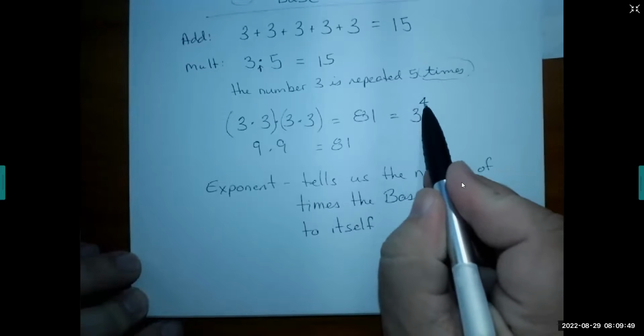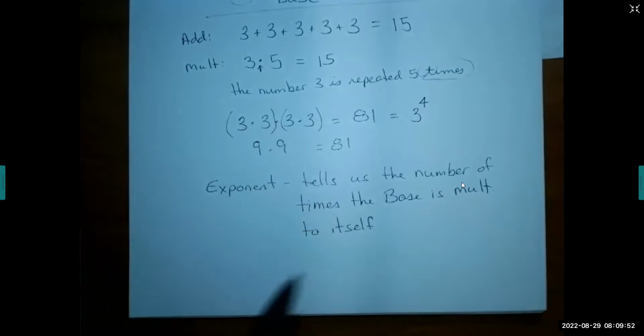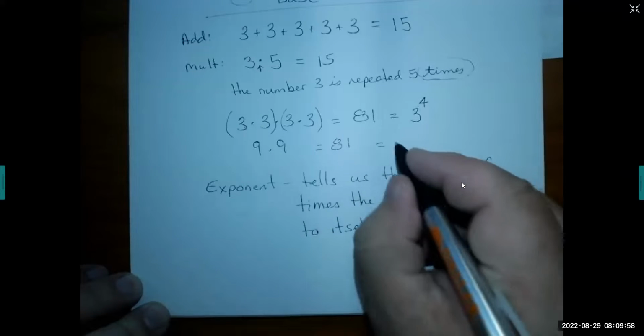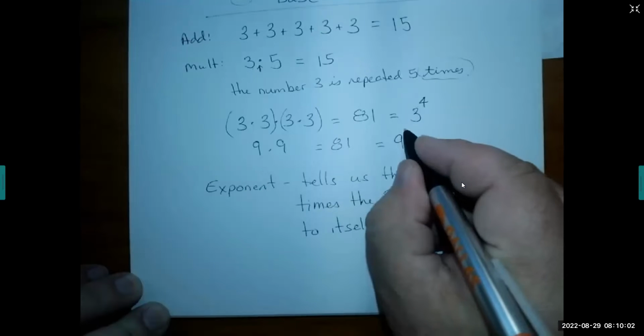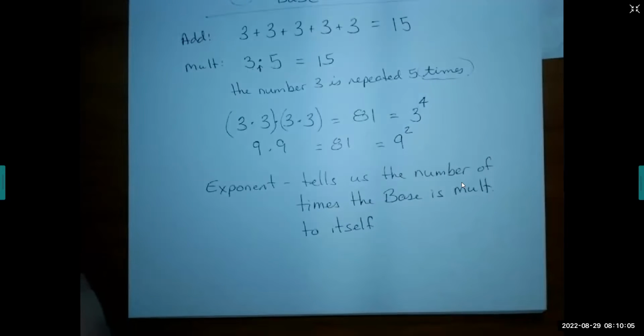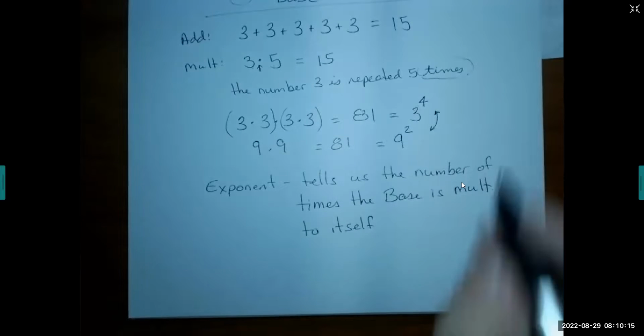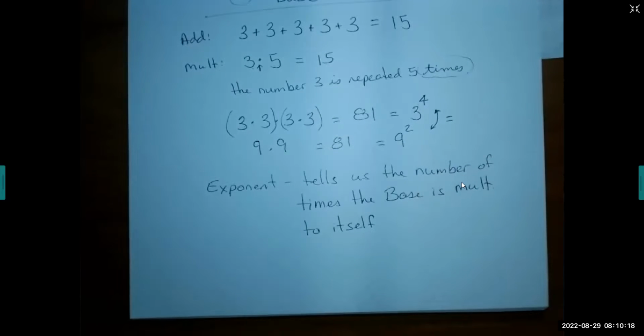The base number is 3. It repeats itself 4 times. 3 times 3 times 3 times 3. How would this one be written? Yeah, the base is 9. The number that repeats itself is 9. It repeats itself 2 times. And we see that both of these are equal. So basically, just like multiplication is a way we can make a bunch of long additions shorter, that's what exponents do. It takes a bunch of long multiplications and makes it shorter.